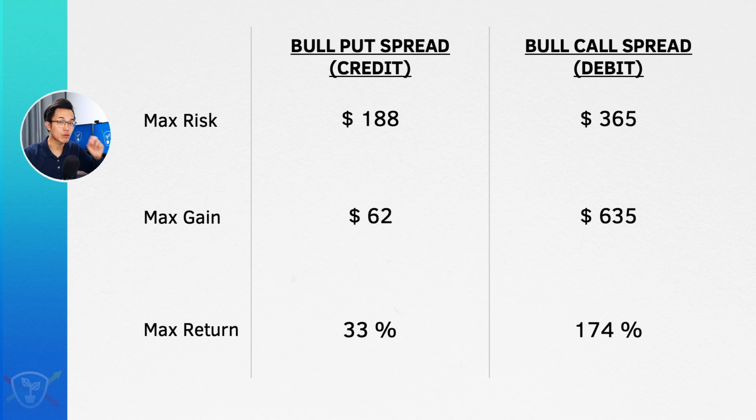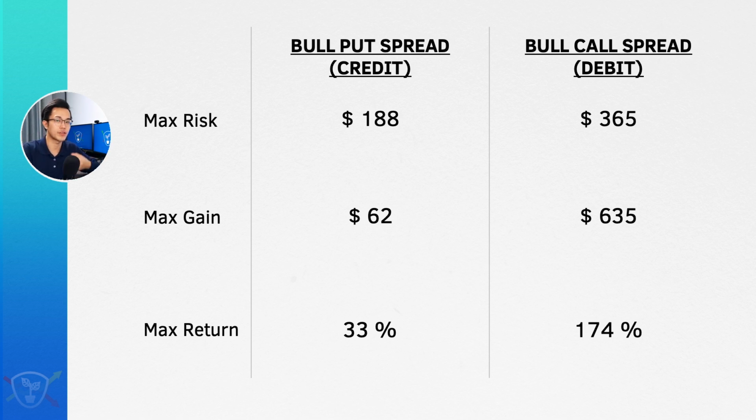Alright, so now we have our two vertical spread positions. What do we see when we compare them? First of all, both of these positions have limited risk. They both have a defined maximum loss, and they both also have a maximum amount of potential gain.